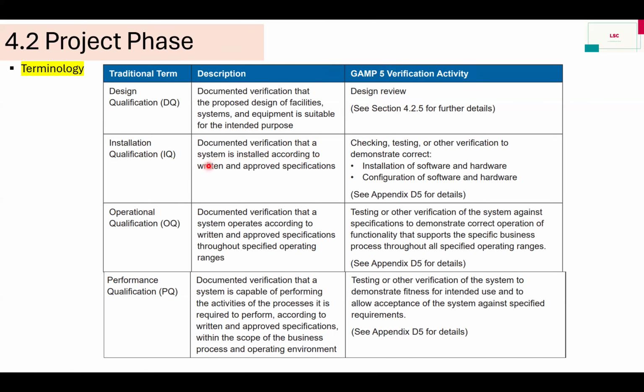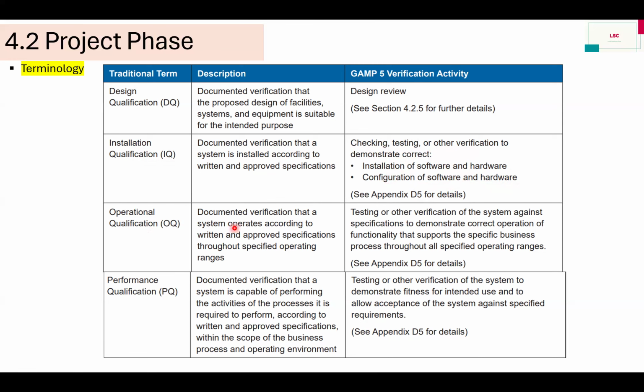Then IQ, installation qualification. Documented verification that a system is installed according to written and approved specification. So this is the installation verification and it should be documented. But what does GAMP5 say? Checking, testing or other verification to demonstrate the correct installation of the software and hardware, also configuration of software and hardware. So these two parts come in the IQ part. Okay. Checking and testing and other verification to demonstrate installation and configuration.